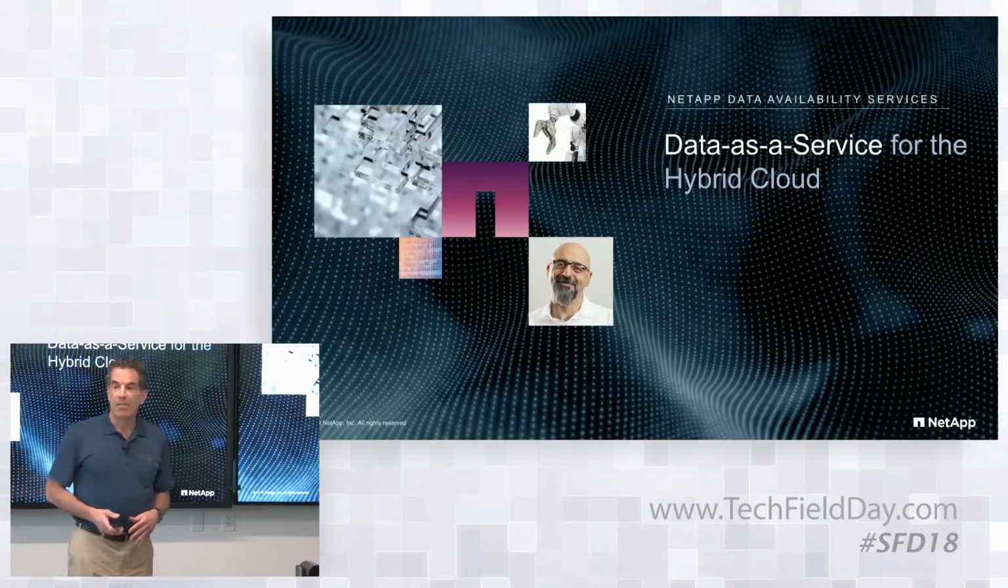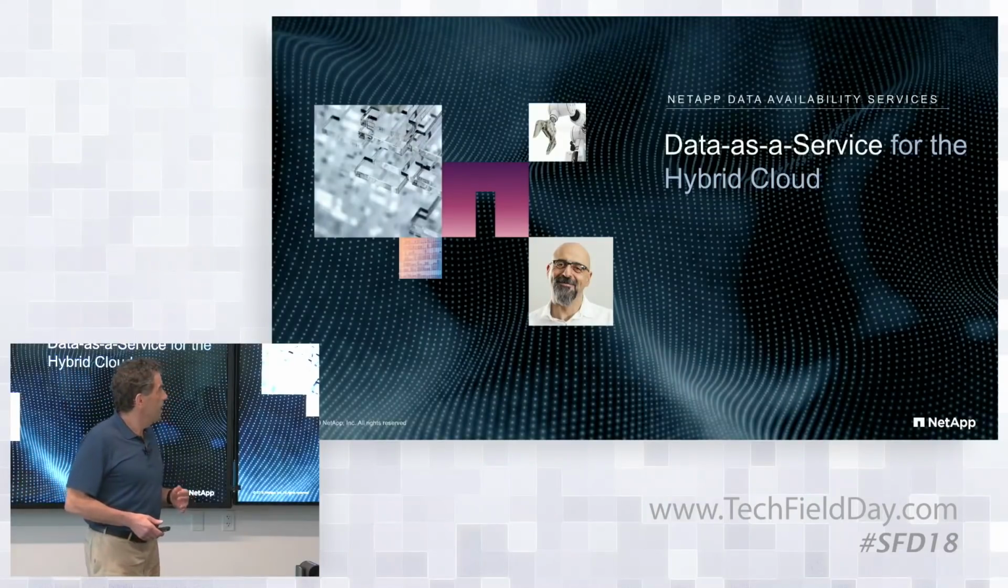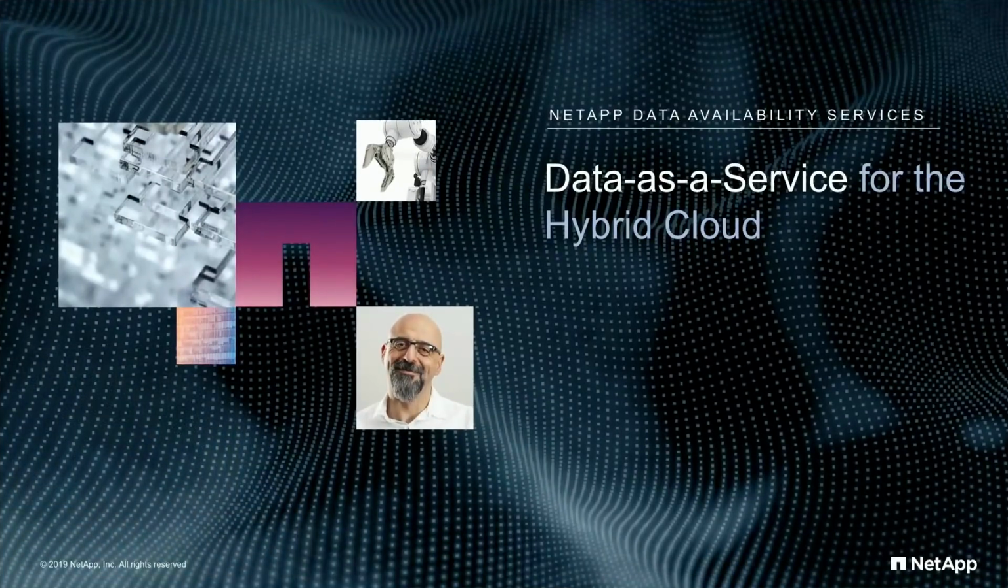NetApp Data Availability Services is a data as a service solution for the hybrid cloud. So it's a solution for both on-premise and cloud workflows. And to follow what Dave said, this not only has to be cloudy, but it has to be cloudy for both on-premise business outcomes in addition to cloud business outcomes. And that means simplicity and speed to business outcome.